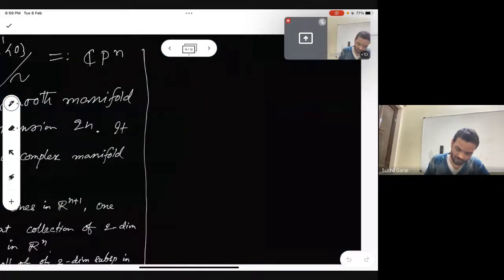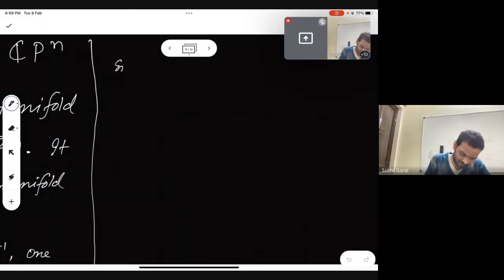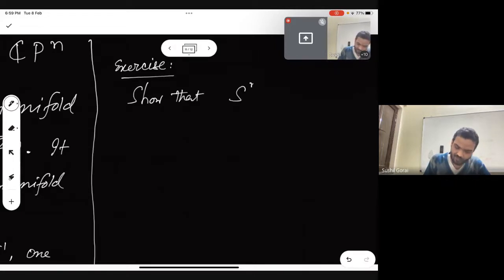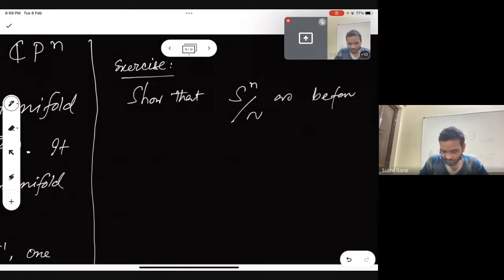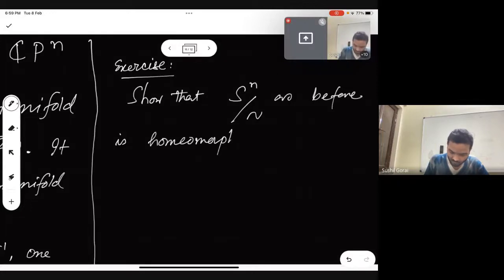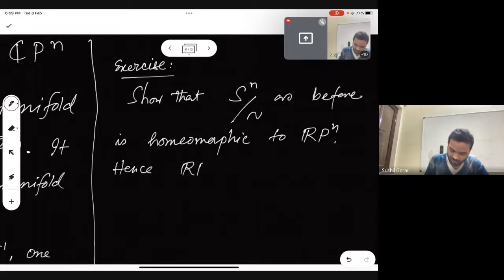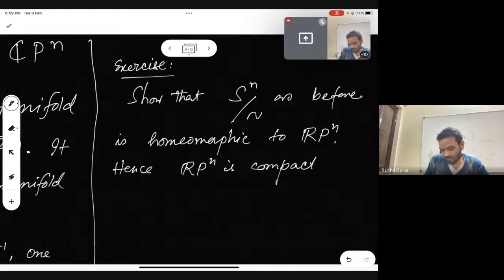So an exercise: show that Sn quotiented with this as before is homeomorphic to RPn. Hence, RPn is compact. Right?